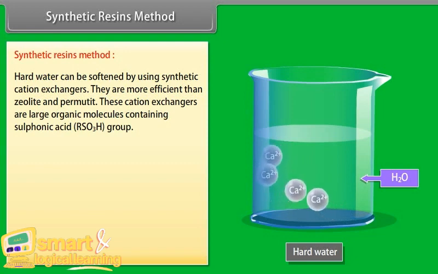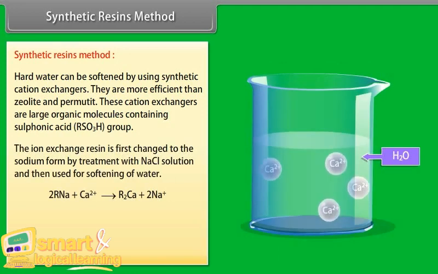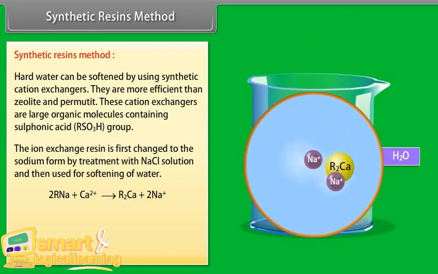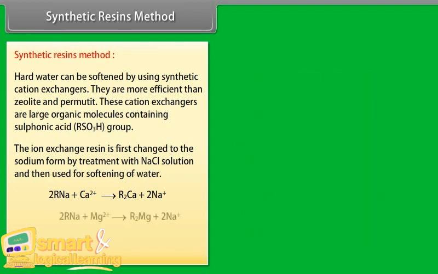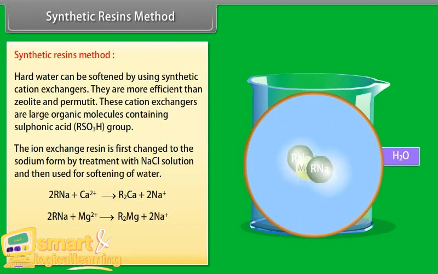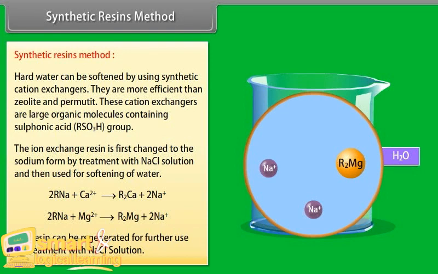These cation exchangers are large organic molecules containing the sulfonic acid RSO3H group. The ion exchange resin is first changed to the sodium form by treatment with NaCl solution and then used for softening of water. The resin can be regenerated for further use by treatment with NaCl solution.